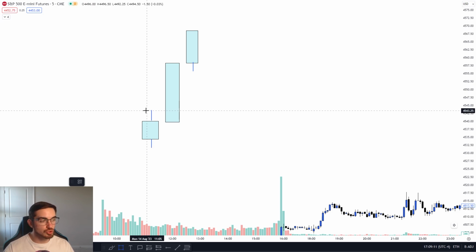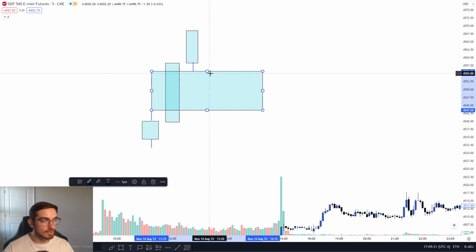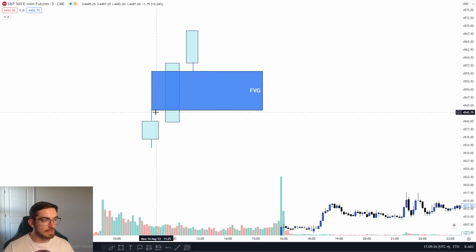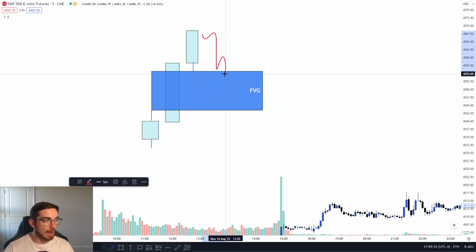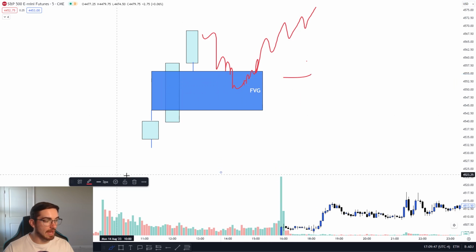So what we can do is draw this fair value gap. What you're going to do is you're going to take the high of this first candlestick wick and you are going to connect it up to the low of the third candlestick wick. So this would be considered your fair value gap. What we would be looking for from there is for price to come down into this area, start setting up some bullish price action, start coming back out, and then we can look for an upside move. So that's what an upside fair value gap is going to look like.